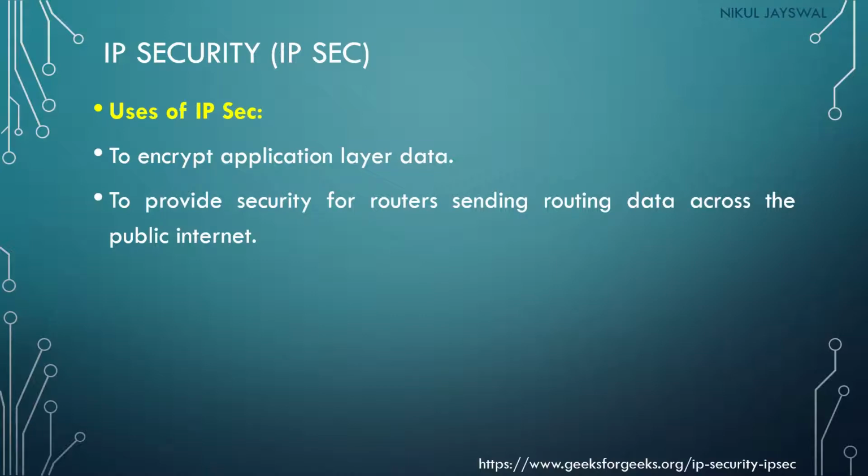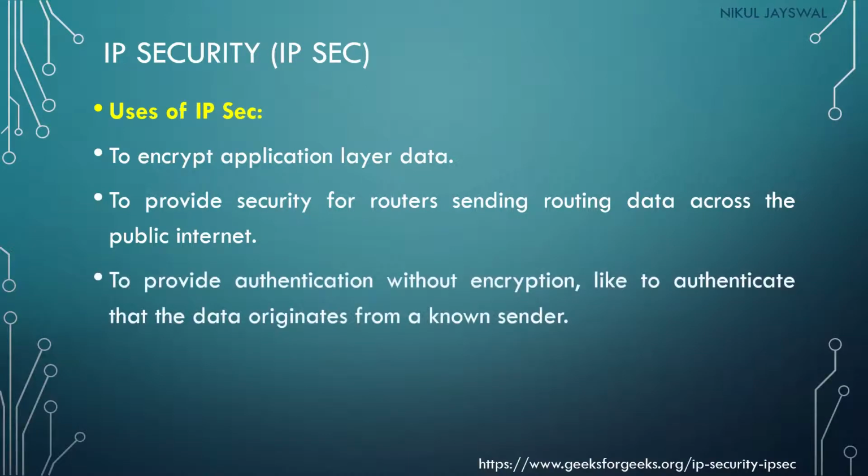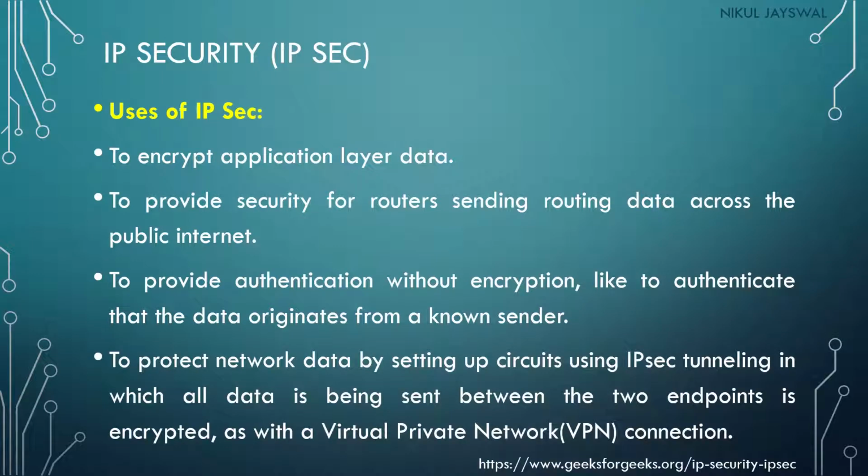Basically, how the router will work is it will share the routing table with another router. So it may be possible that some malicious code can be sent by hackers to the routers. So to secure router to router communication, we can also use IPsec. It will also provide authentication without encryption, to authenticate that the data originated from the known sender. It will also protect the network data by setting up circuits using IPsec tunneling, in which all the data sent between the two endpoints is encrypted, with a virtual private network connection.